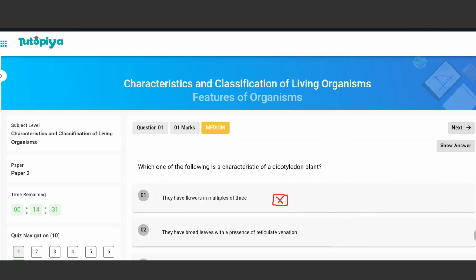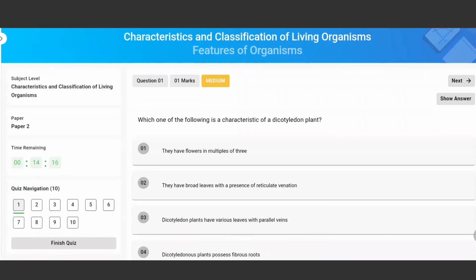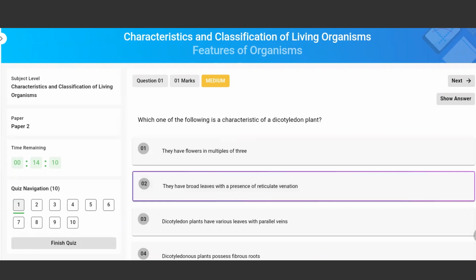They have broad leaves with the presence of reticulate venation, which is correct. We know that dicot leaves show reticulate venation. They have leaves with parallel venation, which is again wrong. And if we look at the 4th answer, it says that dicots possess fibrous root, which is again wrong. So our correct answer is answer 2.